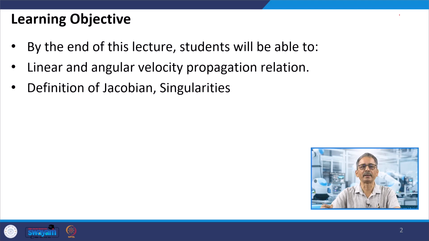Then the concept of singularity will come. So, we are going to see all these concepts in this class. I expect that by the end of this lecture you will be able to understand very clearly how the linear and angular velocity propagation takes place, and you will come away with an understanding of the Jacobian and singularities, which are very essential for manipulator design.